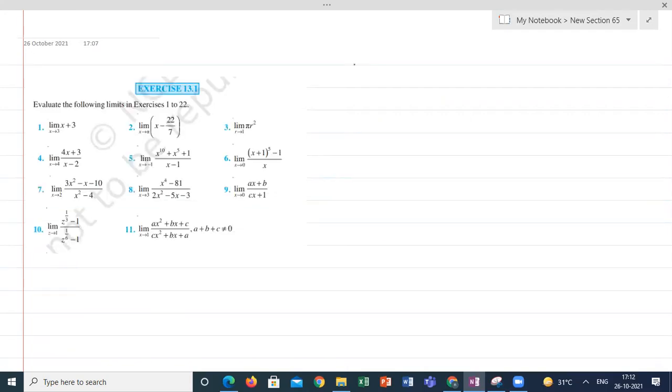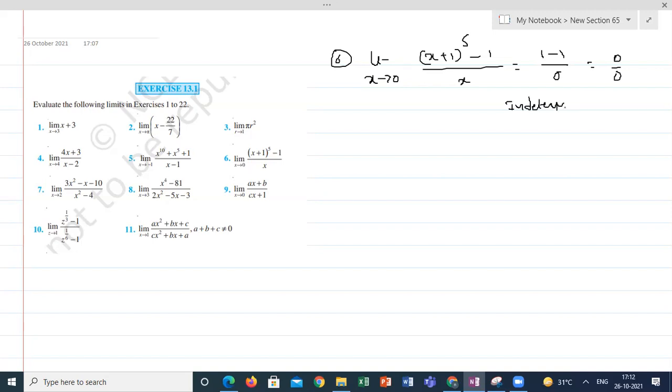Next one, sixth one. Limit x tends to 0, x plus 1 whole power 5 minus 1 divided by x. If I am substituting directly, what will I get? Students, if I am substituting directly, what will I get? 1 minus 1 by 0. The answer is 0 by 0, indeterminate form. So how to handle this question?